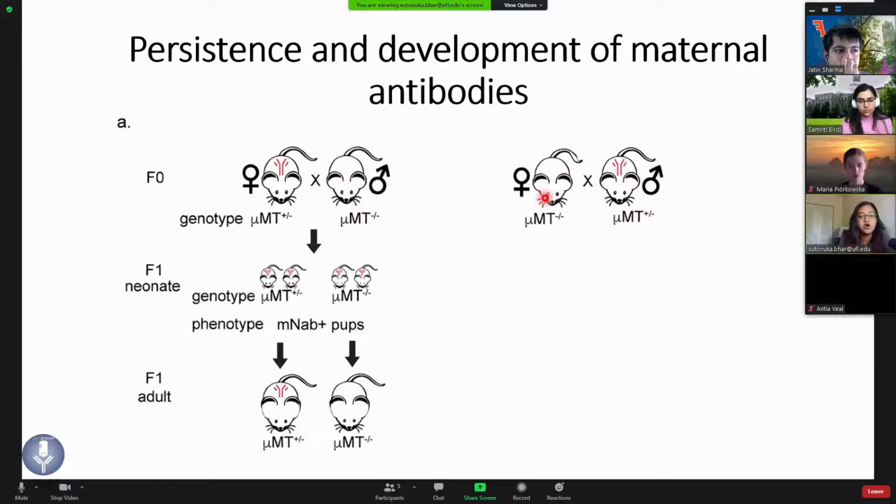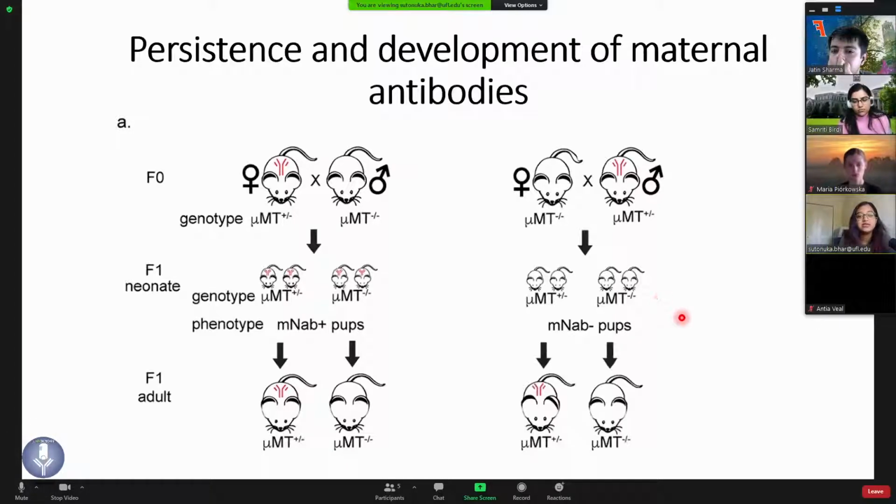Now, if the mother is the knockout one and the dad is the normal one, the babies, whether they are normal or knockout, won't have any antibodies in them for the first 3 weeks of their birth. But when they're adults, the normal mice themselves can produce B cells and antibodies, but the knockout, as usual, won't have any antibodies in them. So it's easy. Mu-empty knockout mothers' babies won't have any antibodies. But if the mother is normal, the babies, whether mu-empty positive or knockout, will always have the antibodies in them.